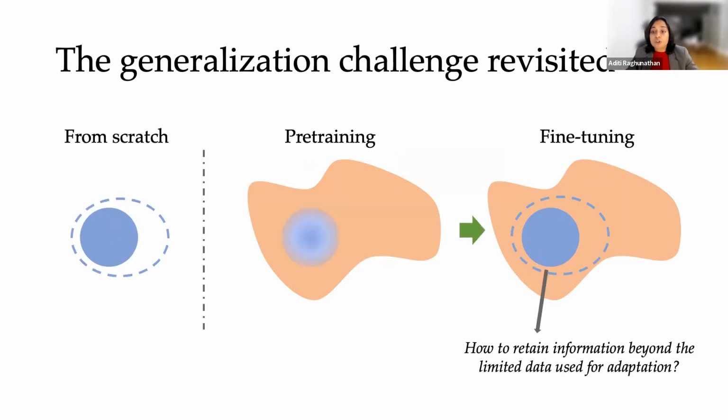So in other words, do we actually preserve the performance in terms of going beyond what was seen during the adaptation or the fine-tuning process? So in this talk, we'll focus on how we do the fine-tuning such that we can better retain information from the pre-trained model, which has been trained on much more diverse data, while we are fine-tuning on much narrower data.